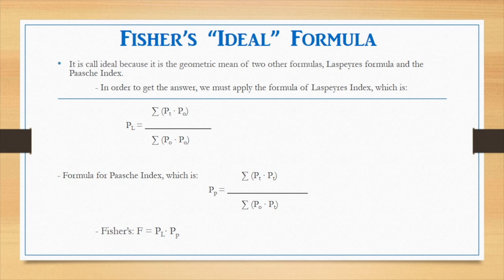So the reason why the Fisher's index is actually an ideal formula is because it is a geometric mean of the two other formulas, which is Laplace's formula and the Paasche formula. So the formulas are given below. The Laplace's is already done and the Paasche formula is given below, and for the Fisher's we just multiply the two in the end.